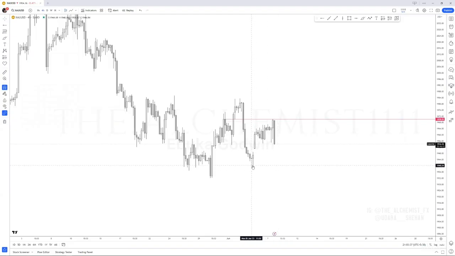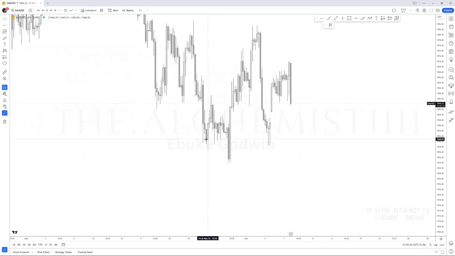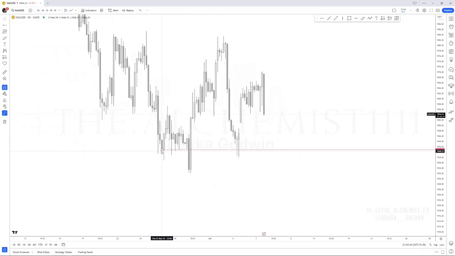Now the sell. I had a buy in here. How did this buy actually come? Look at this. Open, close, right? I did not take it here though.